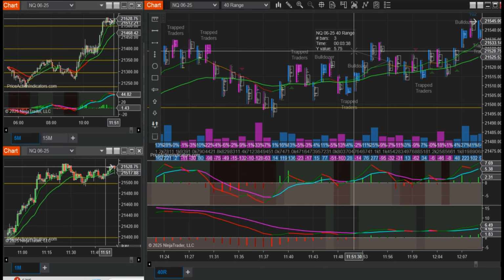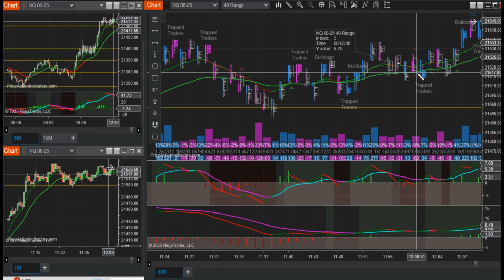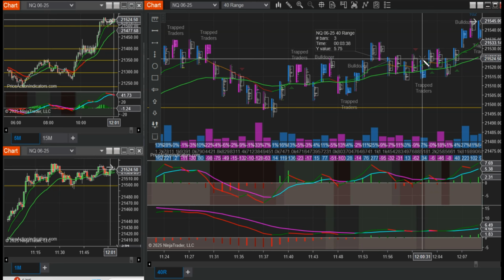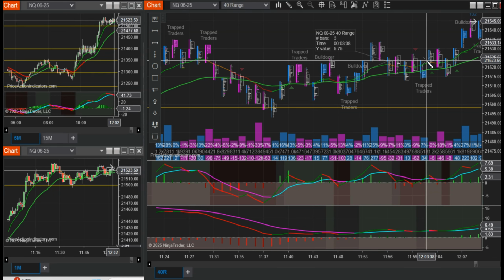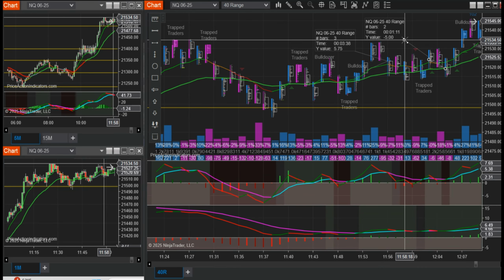Would have only gotten 5 3/4 points, but technically that was part of the rules. Now here, we're below, we're crossing up, everything's above, everything looks good. Take this, would have been a loss for 5 points.